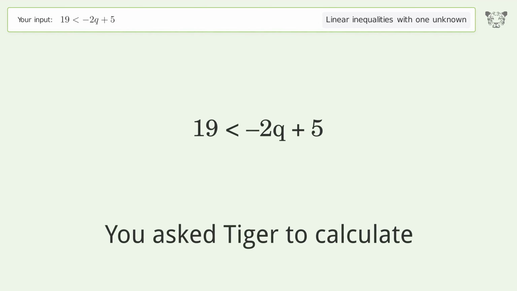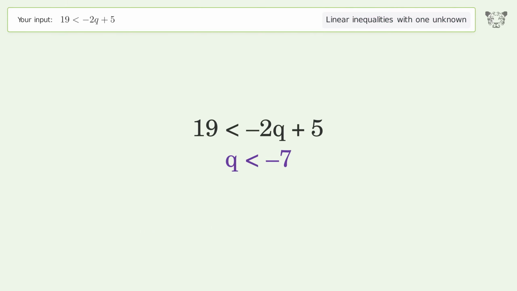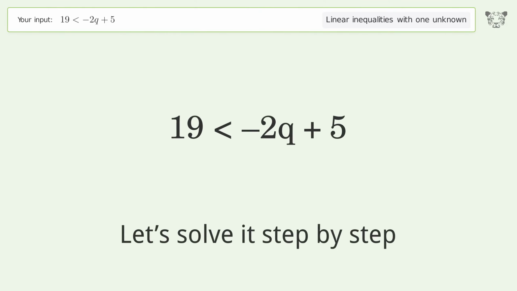You ask Tiger to calculate. This deals with linear inequalities with one unknown. The final result is q smaller than -7. Let's solve it step by step.